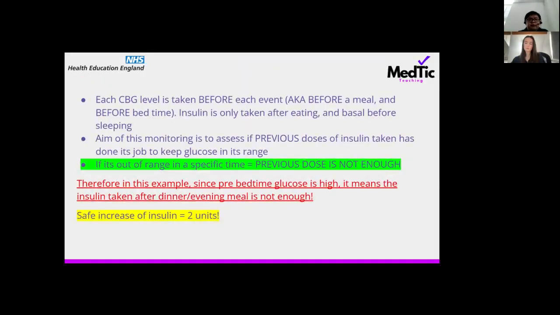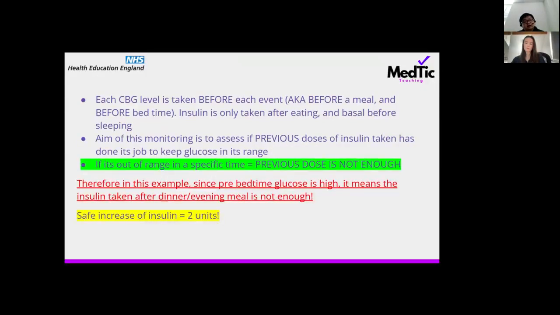Now, just to summarize how we solve this, each capillary blood glucose level is taken before each event. So before her breakfast, before her lunch, before dinner, and before she goes to sleep. Insulin is pretty much only taken after eating, and the basal dose before she goes to sleep. So the aim of this monitoring is to assess if the previous dose of insulin before she takes her blood glucose for the next event has done its job to keep the glucose in its range so far.